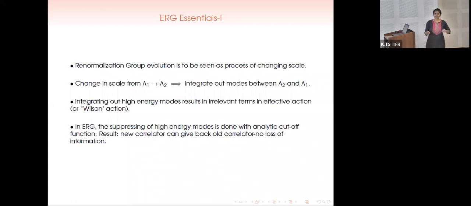But when one integrates out high energy modes, that results in irrelevant terms in the effective action. Irrelevant terms means the terms with negative mass dimension. Usually in continuum QFT, when lambda naught goes to infinity, these terms do not appear, but otherwise these terms will be there. What is special in ERG is that the suppression of high energy modes is done with an analytic cutoff function. So when we calculate a correlator at the new scale lambda, it can give back the old correlator, so that no information is lost.